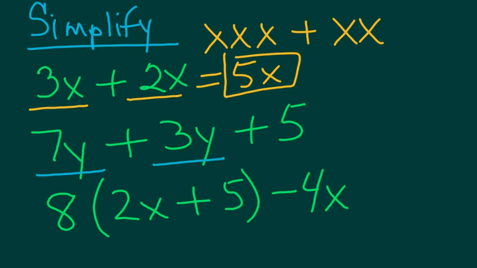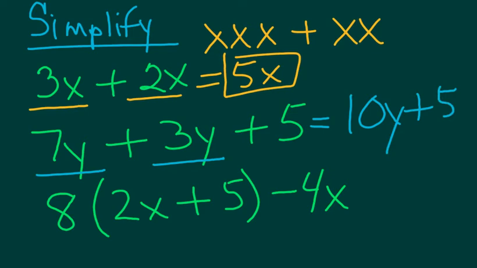In the second example, you have 7y and 3y. Those are like terms, and then you have a 5 that's not like. So the only ones you can add are the 7y plus the 3y. So that is 10y, and then you just put plus 5. You can't add the 5 with the 10y.